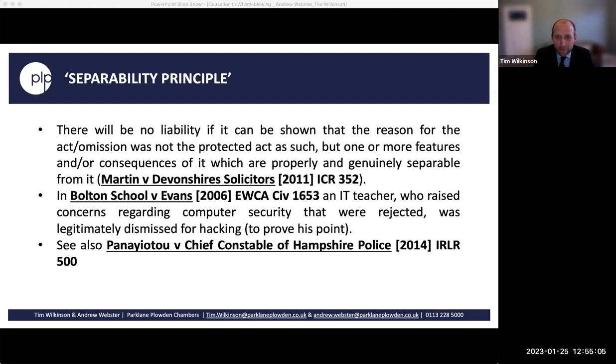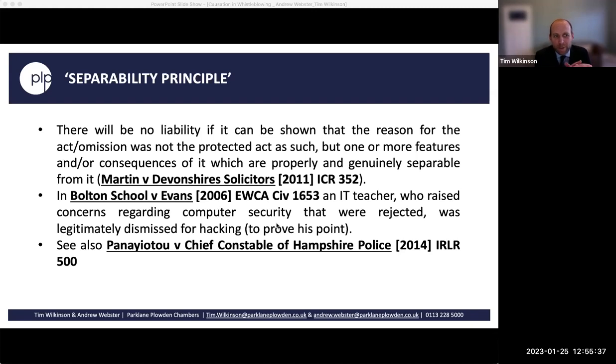The claimant appealed, the EAT upheld the original decision and said, yes, there may be cases where an employer can legitimately say it's not the complaint, but it's some feature of it. And that takes us back to the Devonshire case and whether something is properly and genuinely separable. These distinctions can be subtle, but they are real and they can be made in the right case.